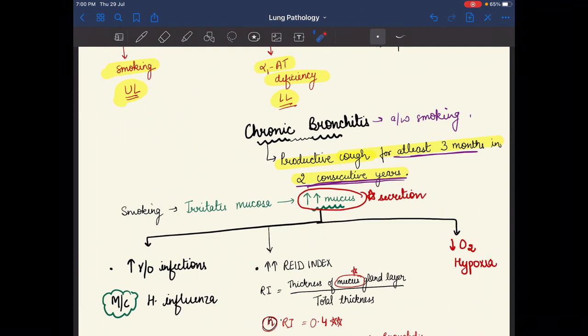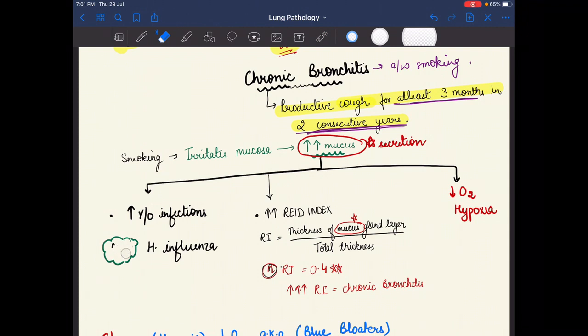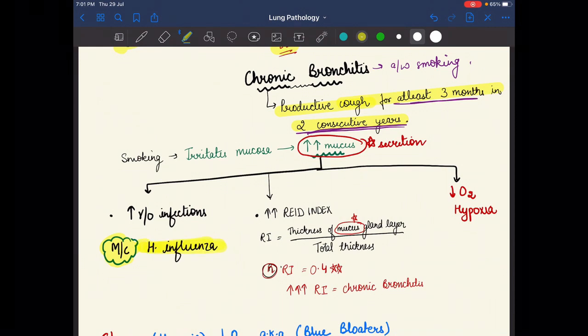Now, as the person is a smoker, smoking irritates the mucosa. As the mucosa is irritated, more mucus is secreted, and this leads to an increased risk of infection. The most common infection is Haemophilus influenzae. Please remember it. And because there is more mucus in the respiratory tract, there is a decrease of oxygen.